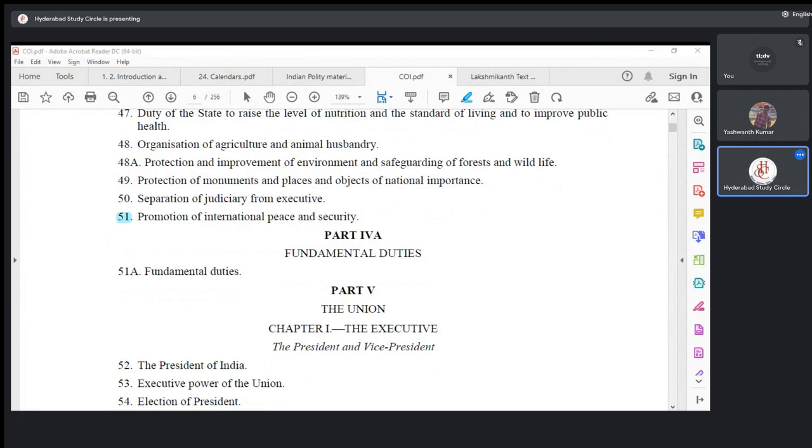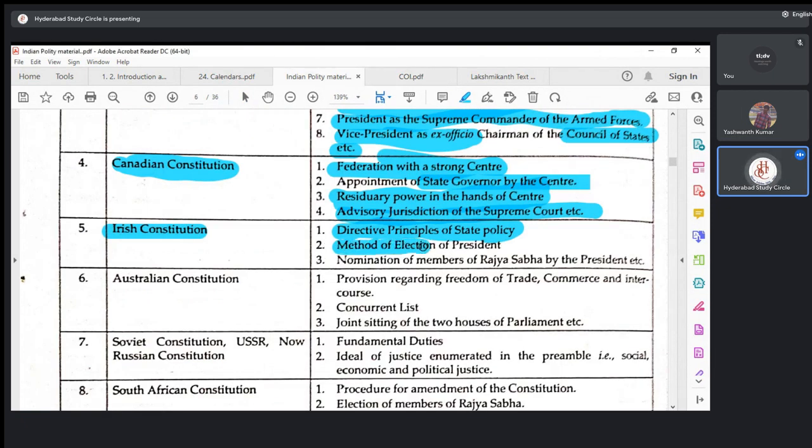Again, what we have seen is the method of election of the president. All the elected members of Parliament and state legislative assemblies participate, that is, MPs of Rajya Sabha and Lok Sabha and elected MLAs. Then what is the next thing?